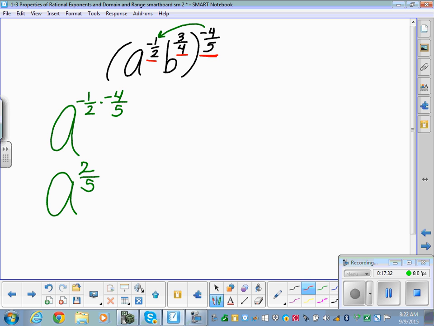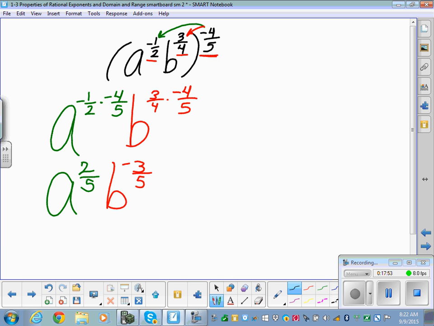I'll change colors, why not? So we have raise the power to a power and you multiply. So we have b to the 3/4 times negative 4/5. So b to the negative 3/5, good. Now we look at it and say, do we need to simplify anything else?